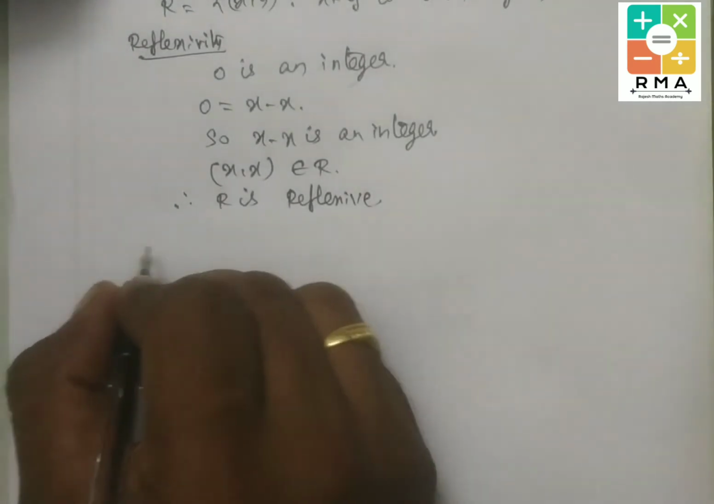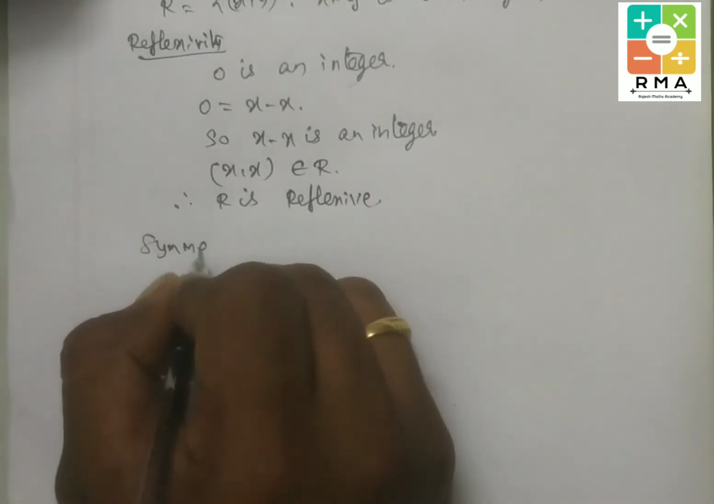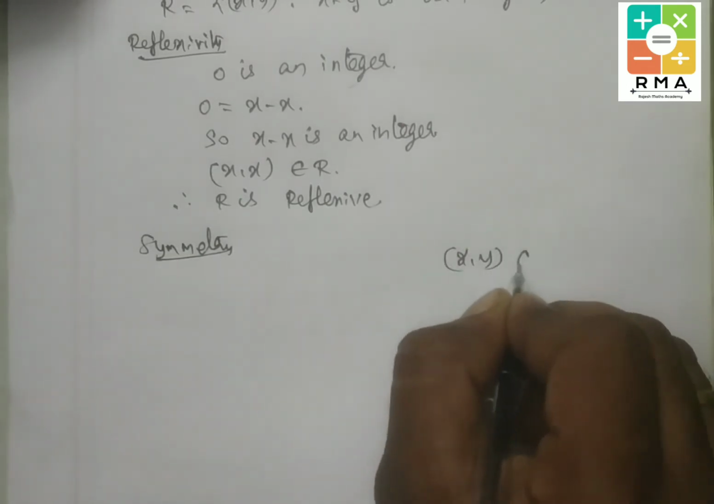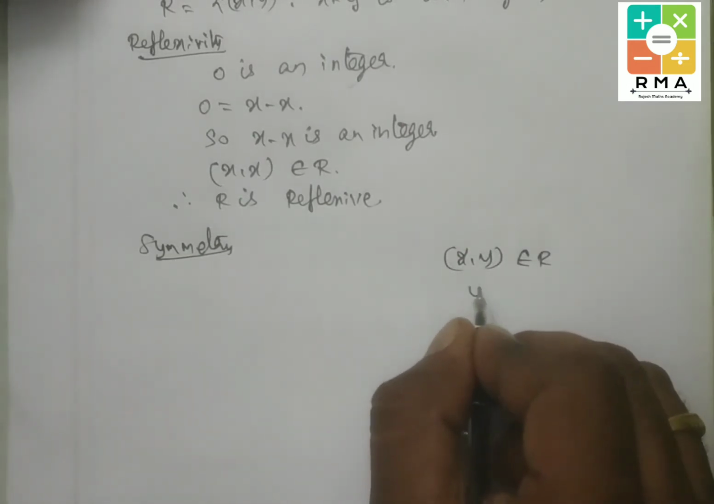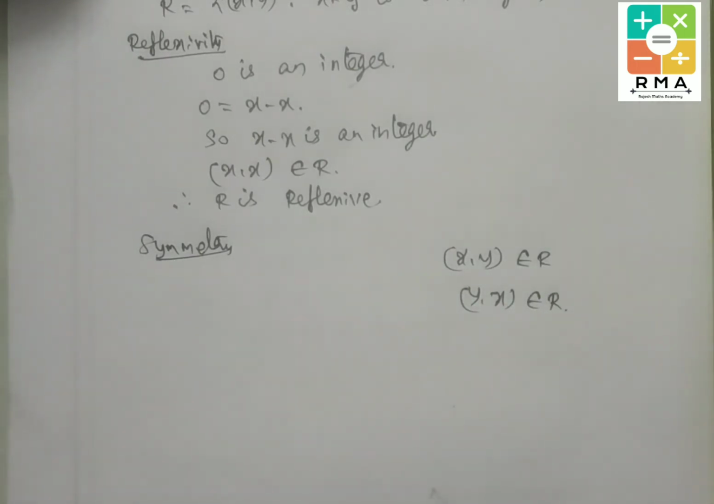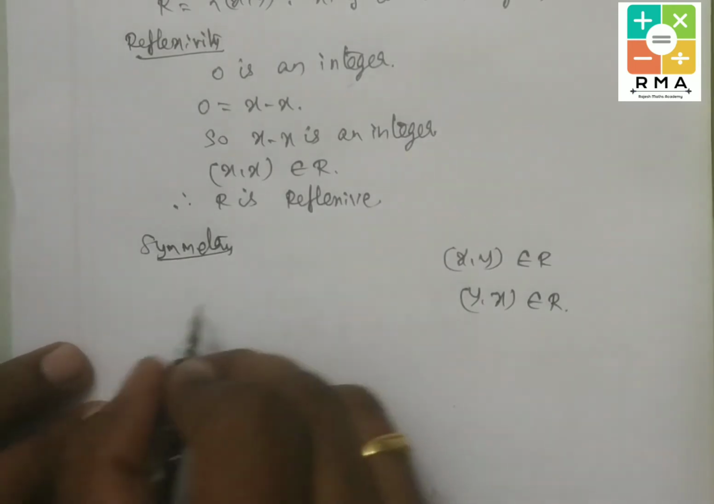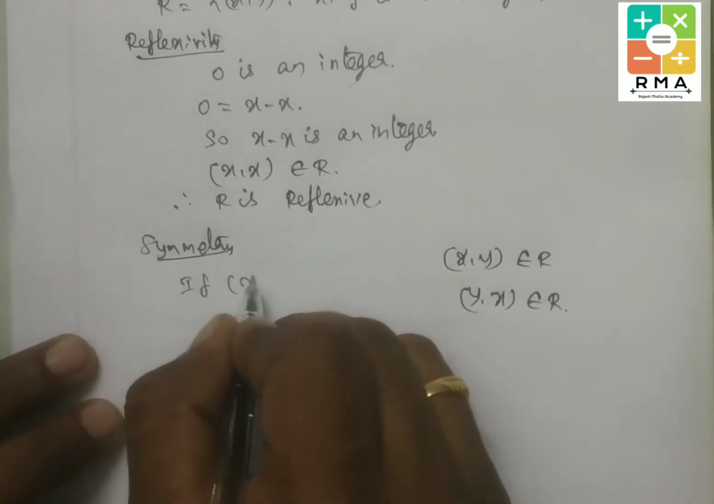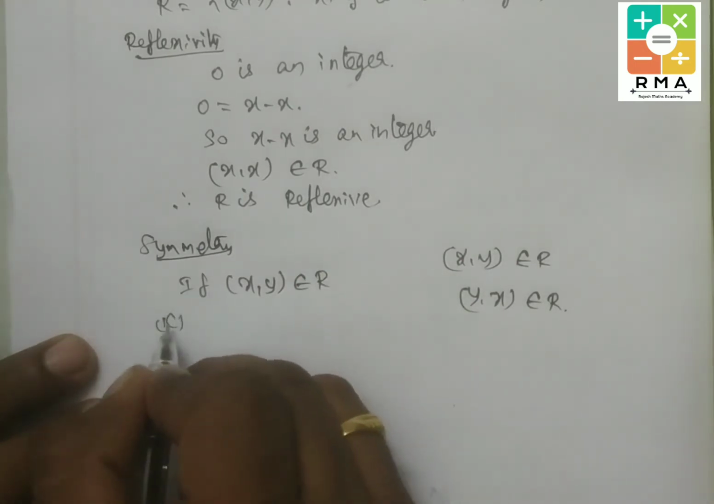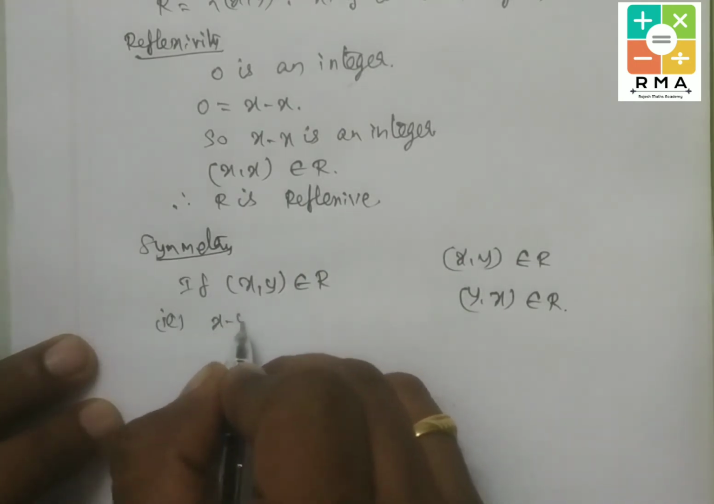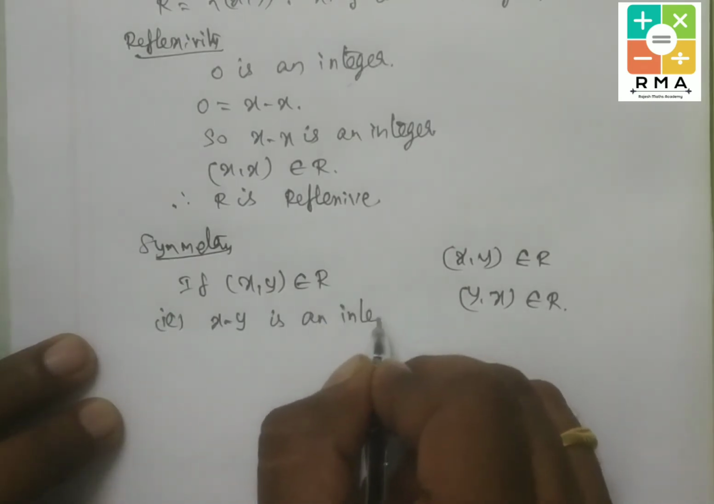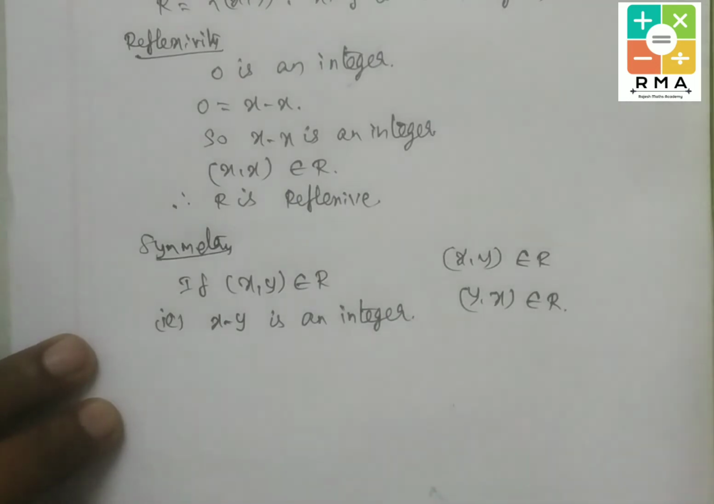Next, symmetry. So what is symmetry? If (x, y) belongs to R, then (y, x) also belongs to R. This is the symmetric property. Okay, so check now. If (x, y) belongs to the relation, what is the relation between x and y? X minus y is an integer.